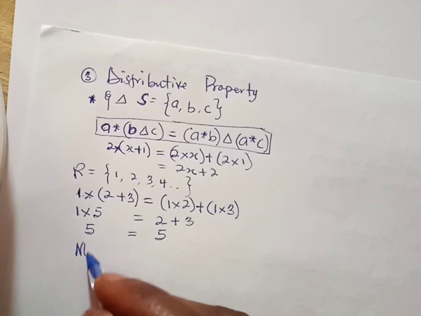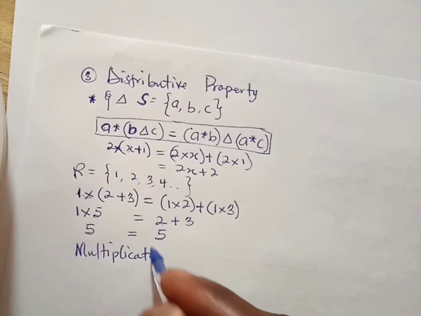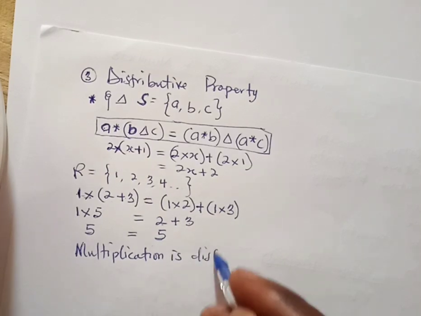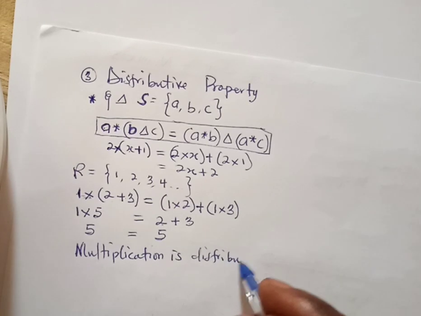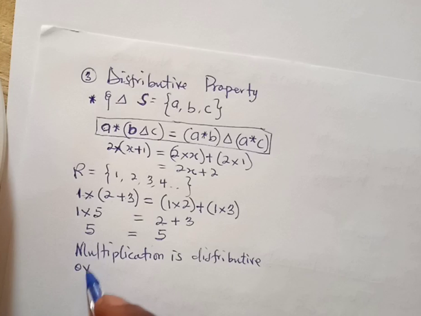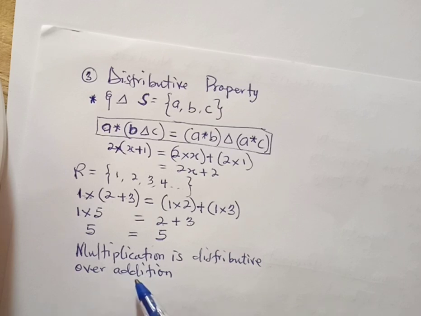So multiplication is distributive over addition. All right, that's how you conclude it.